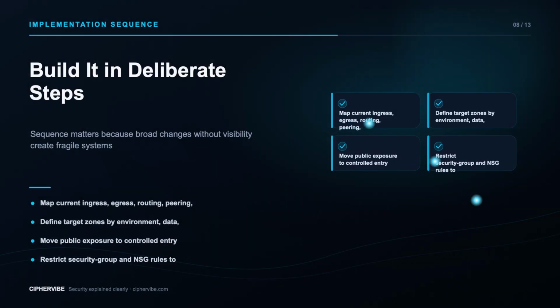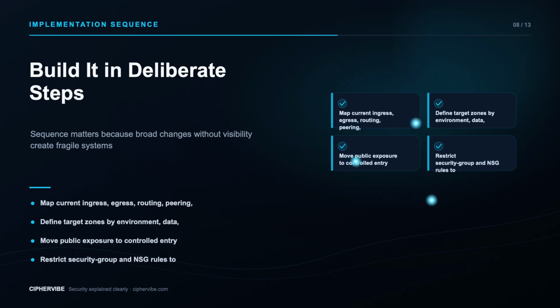Implement this layer in a sequence that preserves evidence and limits blast radius. First, map current ingress, egress, routing, peering, and private endpoints. Second, define target zones by environment, data, and ownership. Third, move public exposure to controlled entry services. Fourth, restrict security group and NSG rules to required flows. Fifth, add micro-segmentation for critical east-west paths.